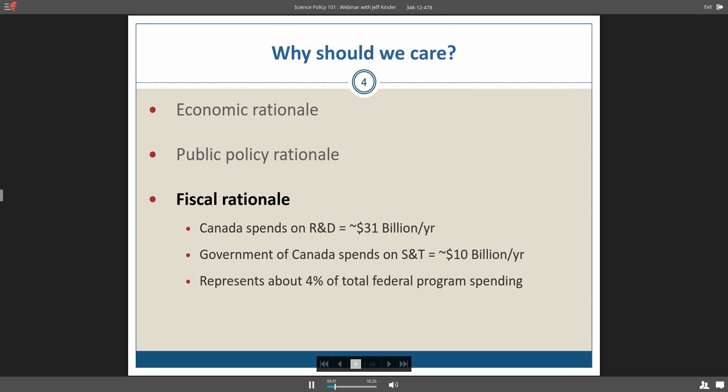There's also, frankly, a fiscal rationale. We spend a lot of money on science and technology activities. So in Canada, and the numbers may be a little off, but they should be in the right order of magnitude, we spend about over 30 billion a year on research and development. Now that's across all sectors, so private sector, universities, governments.